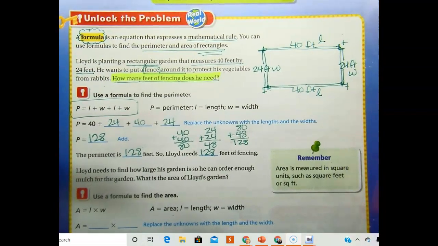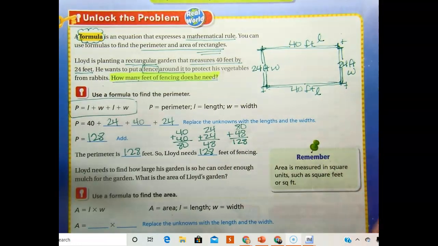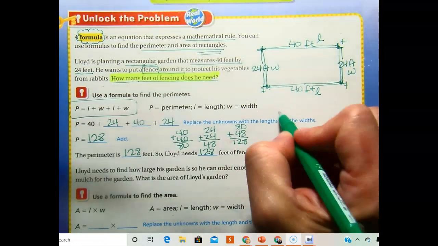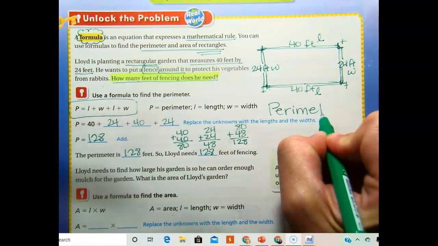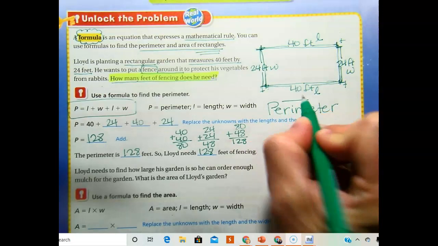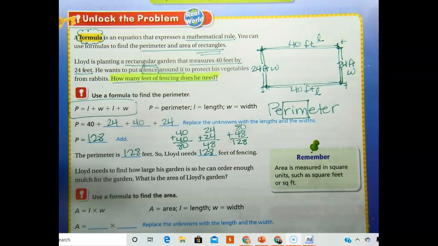perimeter is. Perimeter, remember, I always told my kids, perimeter plus, add all the sides. Okay, so if we look at the word perimeter, a little clue would be the word rim. So like the rim of a glass, for instance.